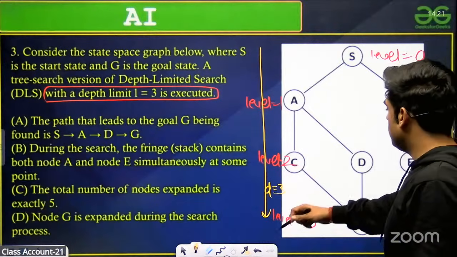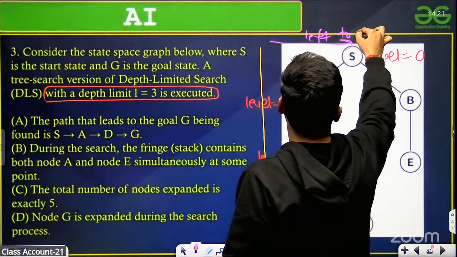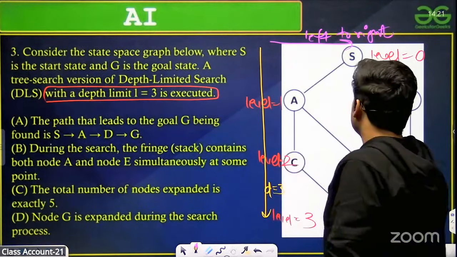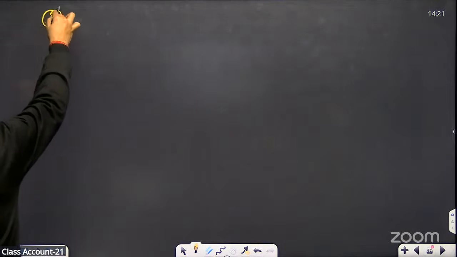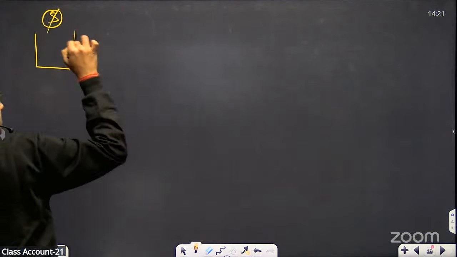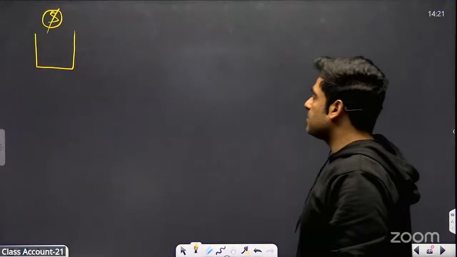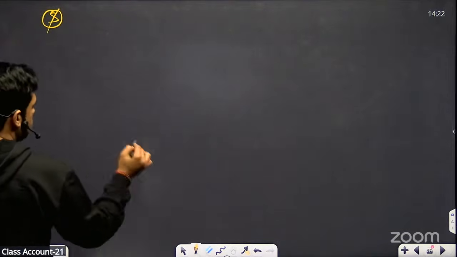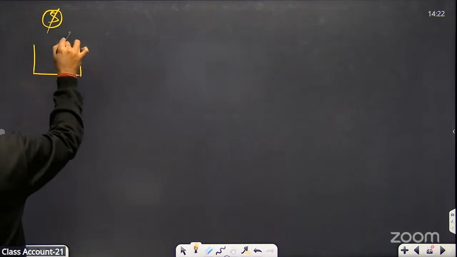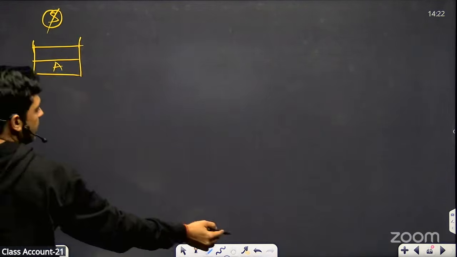So I would be following this left to right. Now I would be making stacks. After node S, firstly I shall explore A, then I shall explore B. So in the stack, I would be entering in what order?